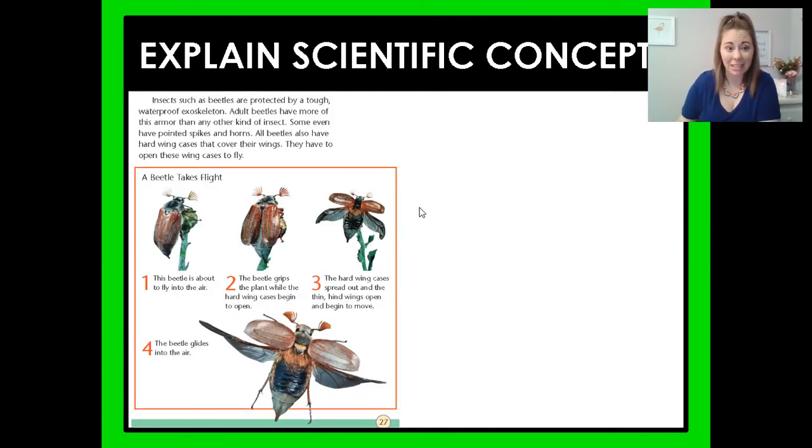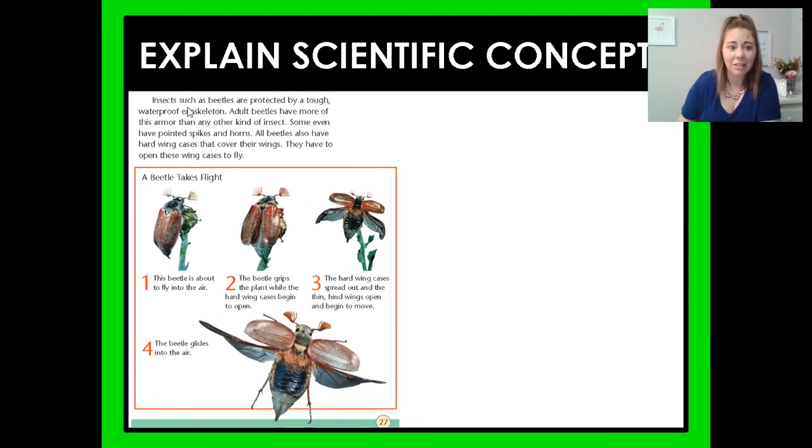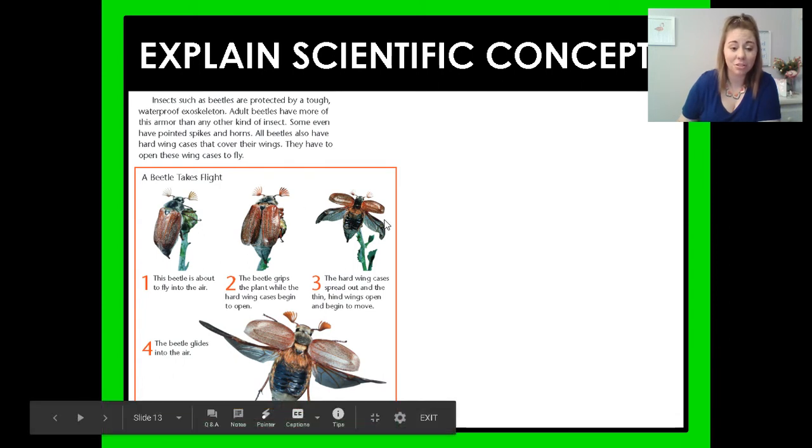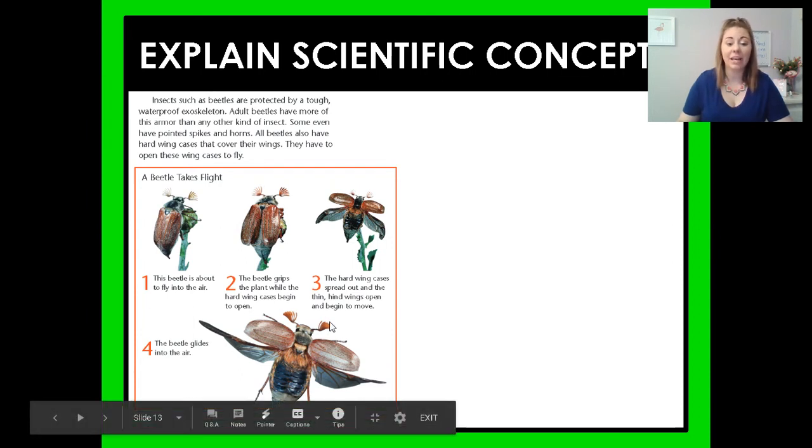So when we're explaining scientific concepts, we really want to be able to use text evidence and the text features. So looking back at this page, we had this diagram of the beetle and how it begins to take flight. Remember, it said that insects, such as beetles, are protected by a tough waterproof exoskeleton. Adult beetles have more of this armor than any other kind of insect. Some even have pointed spikes and horns. All beetles also have hard wing cases that cover their wings. They have to open these wing cases to fly. And then we have this diagram that's showing how they open their wing cases.